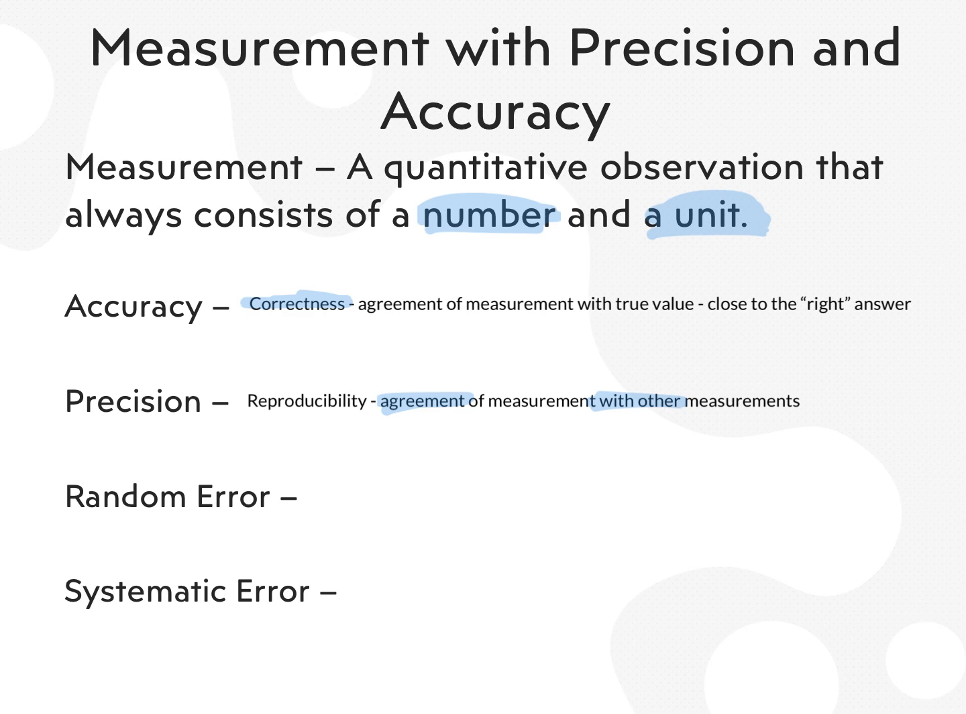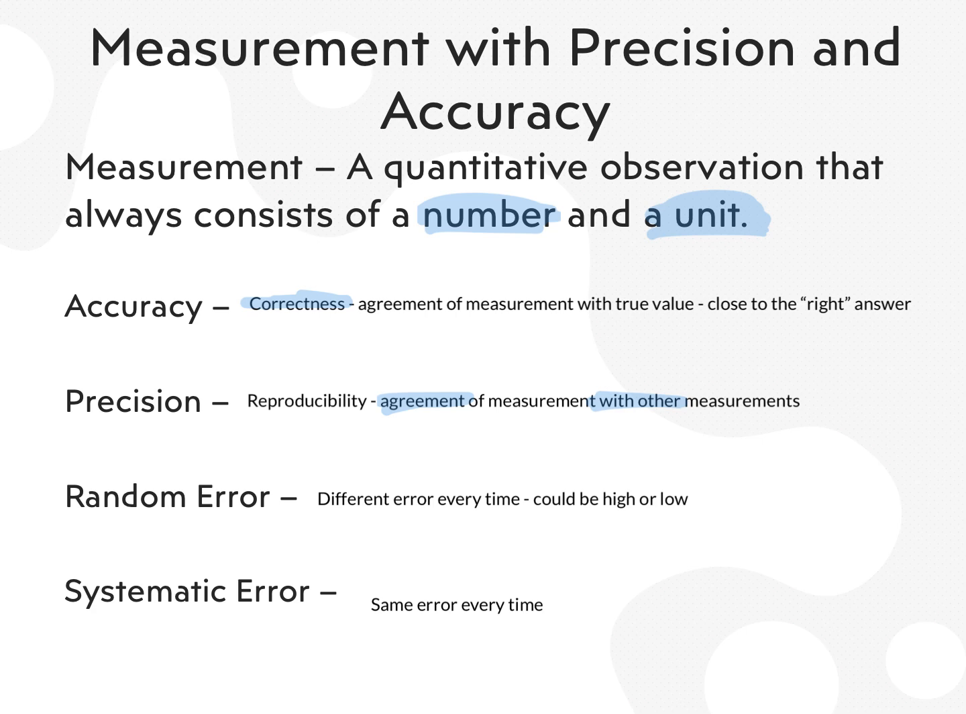Then we have different types of errors. So your answer can be accurate or it can be precise, but if it's got an error in it, there are different kinds of errors. We can have a random error, where we have a different error every time. It could be high or it could be low. It's just a different error every time, as opposed to a systematic error, where you have the same error every single time.